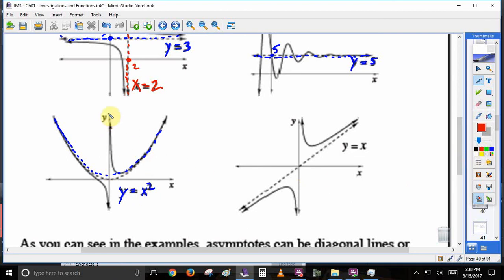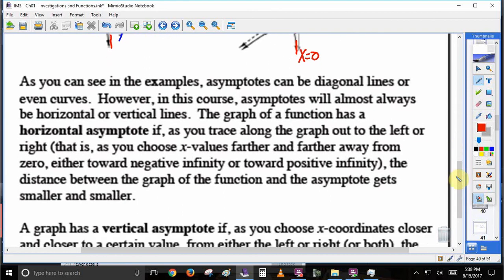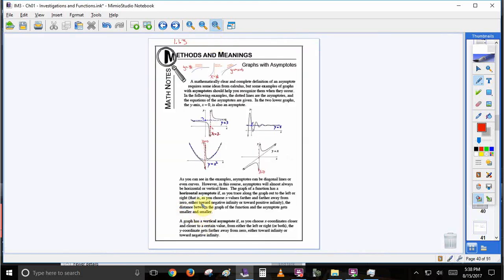And we have another asymptote that's actually right here. Again, let me see if I can draw that a little more straight. That goes through x equals 0. This is the line y equals x, and then there's another x equals 0 asymptote. So you can see in those examples, asymptotes can be diagonal lines or even curves. However, in this course, they're always going to be horizontal and vertical lines, which keep things a little bit easier. I'll let you read through the rest of that on your own.